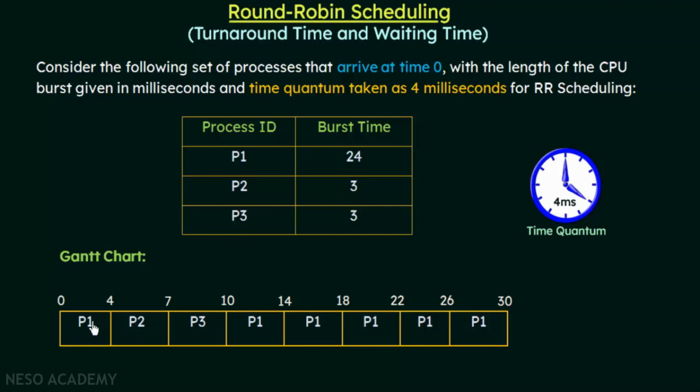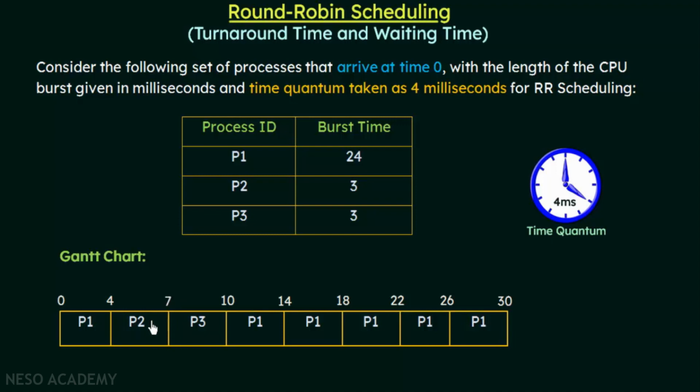So at the 4th millisecond, P1 is preempted and P2 now gets the CPU. Now P2 also will be allowed to execute for 4 milliseconds, which is the time quantum. But we see that the burst time of P2 is only 3 milliseconds. It is less than the time quantum. So it will execute only for 3 milliseconds. So P2 executes for 3 milliseconds, which is from 4 to 7.